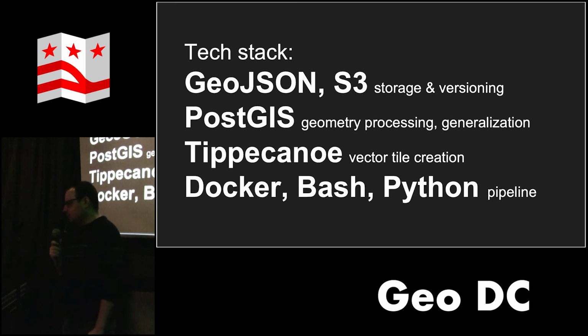Our source data is managed on Amazon S3 as GeoJSON files. It's normalized slightly from all the various different sources we get it from. We use PostGIS as a data and geometry processing engine, but we don't actually maintain any long-running databases. We really just use it for the geometry tools. GeoJSON goes into a PostGIS database running in Docker, does some processing as quickly as we can do it, and then back out to GeoJSON on S3. And we use Tippecanoe for vector tile creation, and the whole pipeline is managed through Docker, Bash, and Python.